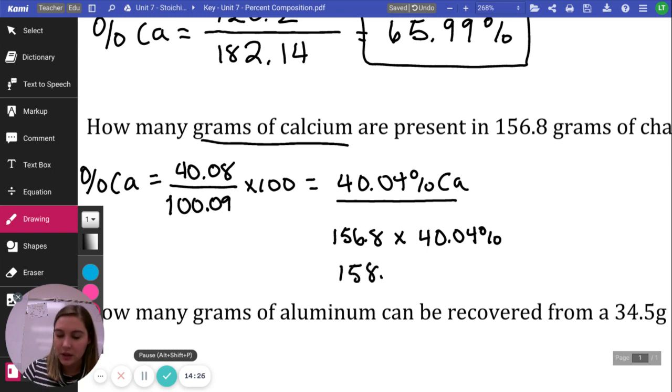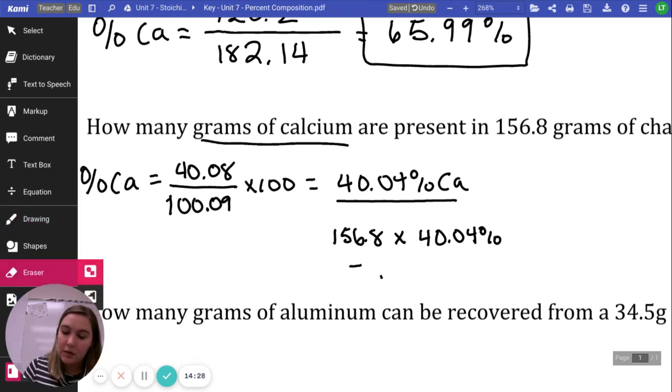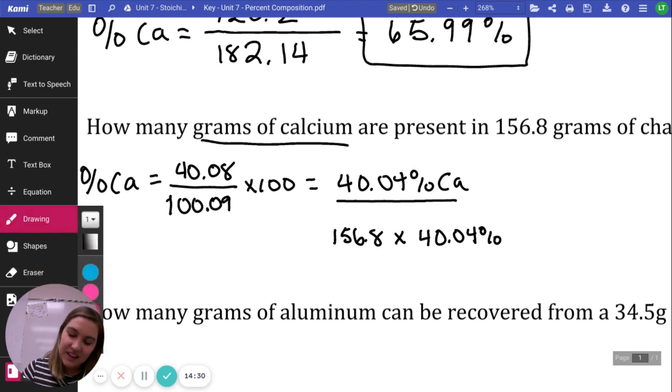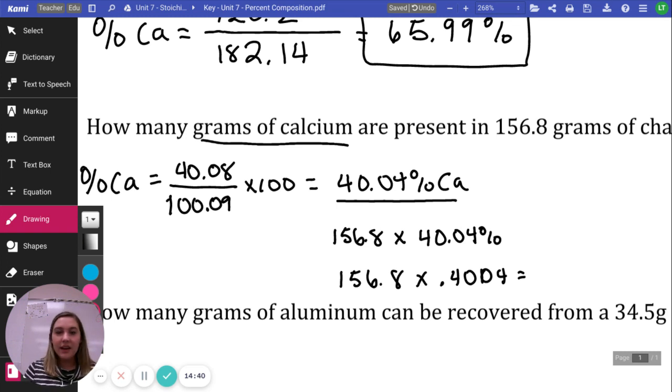So I'm going to do 156.8 times 0.4004, which is going to give us our mass of calcium there. And so we'll plug it into our calculator: 156.8 times 0.4004 gives us 62.78 grams of calcium.